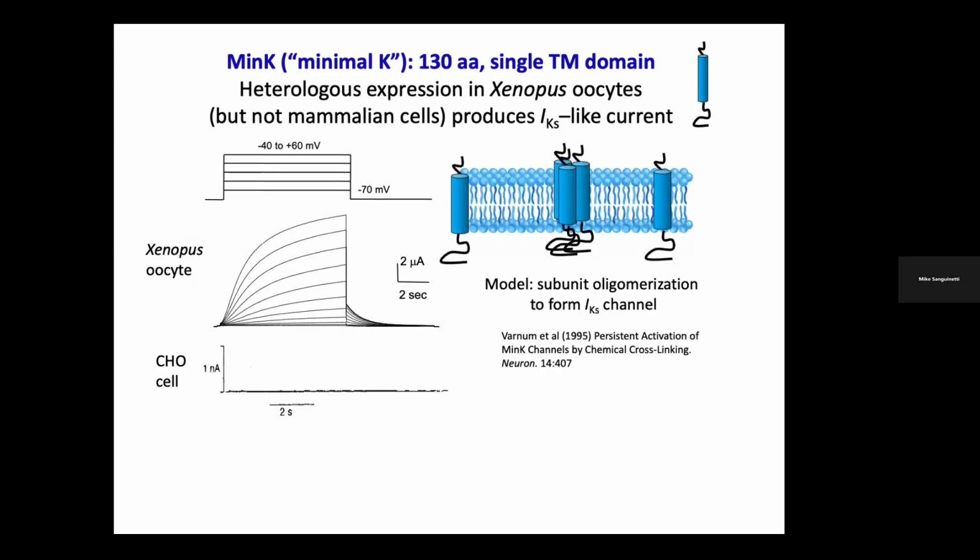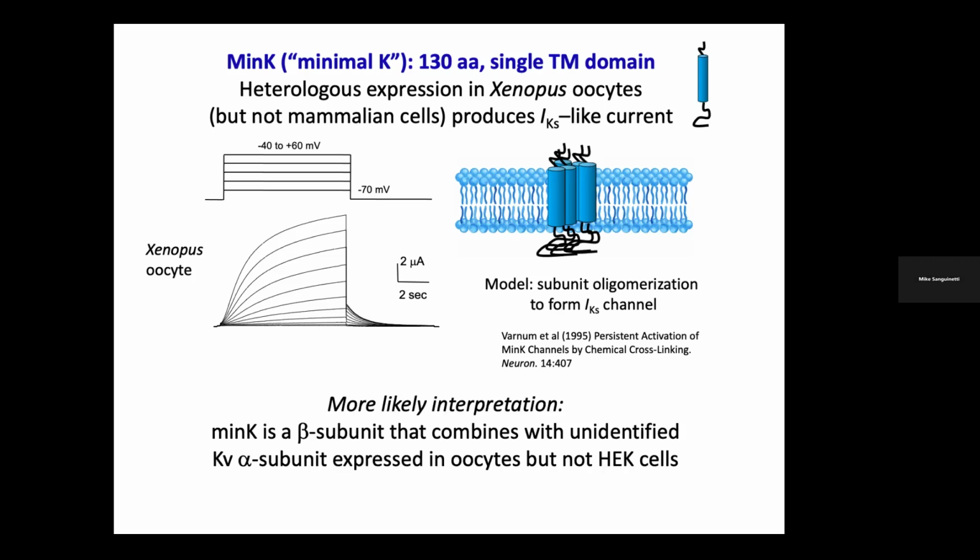But at the time, right before all these discoveries, one prominent group suggested that these subunits actually just co-assemble in a large aggregate, and that somehow gives you these currents with this extremely unusual property, very slowly activating. No other K current looks anything like that. The alternative interpretation, of course, was that min-K is just a beta subunit that combines with some unidentified KV subunit that everybody was thinking about. And when KCNQ1 was cloned as a novel K channel gene, we said, that's the obvious candidate.